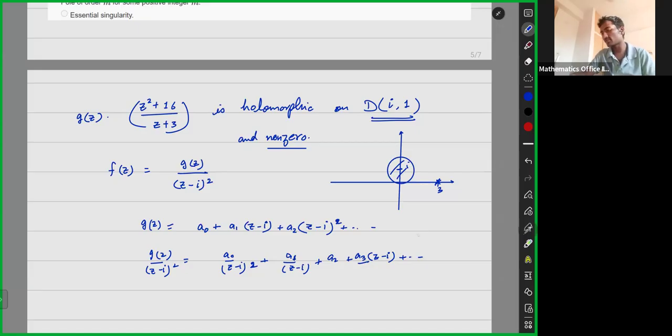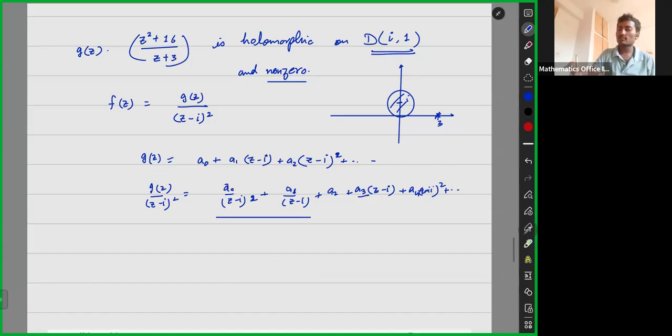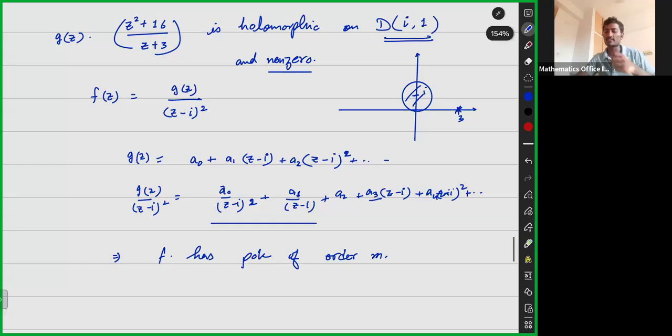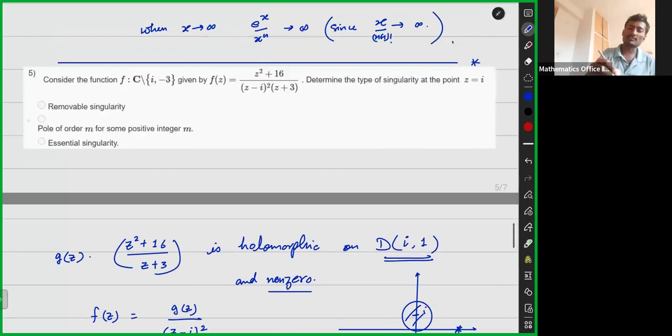Now positive powers, a4(z − i)² plus and so on. Now this part is called the singular part, and it has negative power up to 2. This 2 gives us a pole of order 2. So f has a pole of order m. When the Laurent series expansion starts from minus m, then it has a pole of order m. If it has infinitely many negative powers, then it is an essential singularity. So in this scenario, we have a pole of order 2.